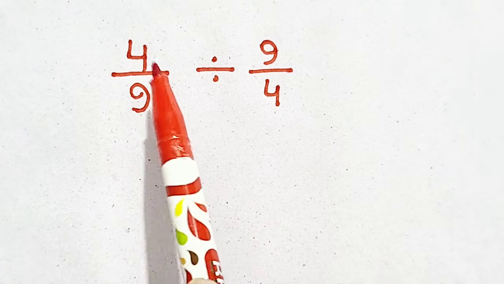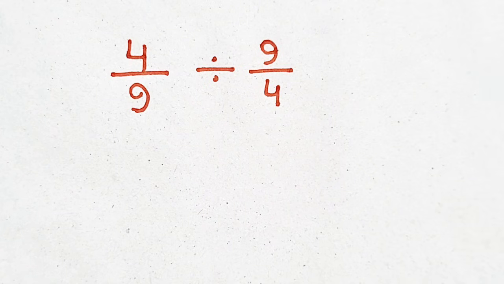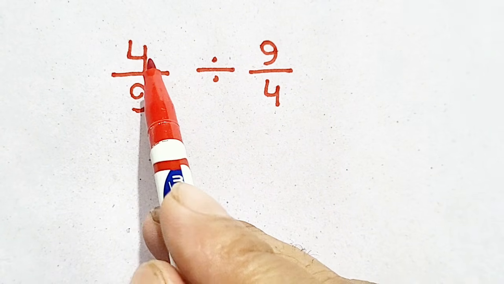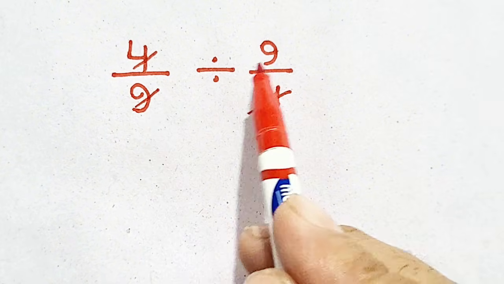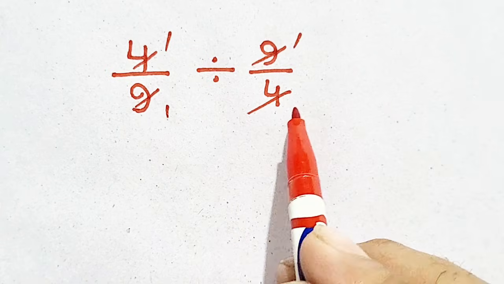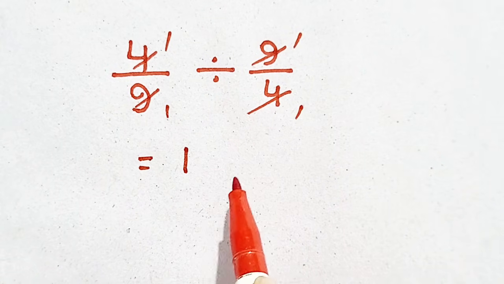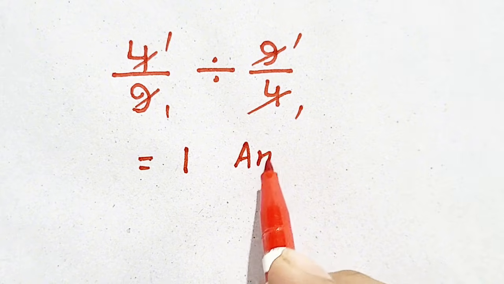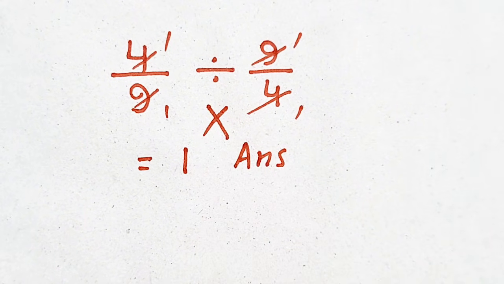I have a question for you. 4 by 9 divided by 9 by 4. Mostly the people cancel 4 and 9 and 9, so 1, 1, 1, 1, 1 divided by 1. Their answer will be equal to 1. But this method is wrong and the answer is wrong.